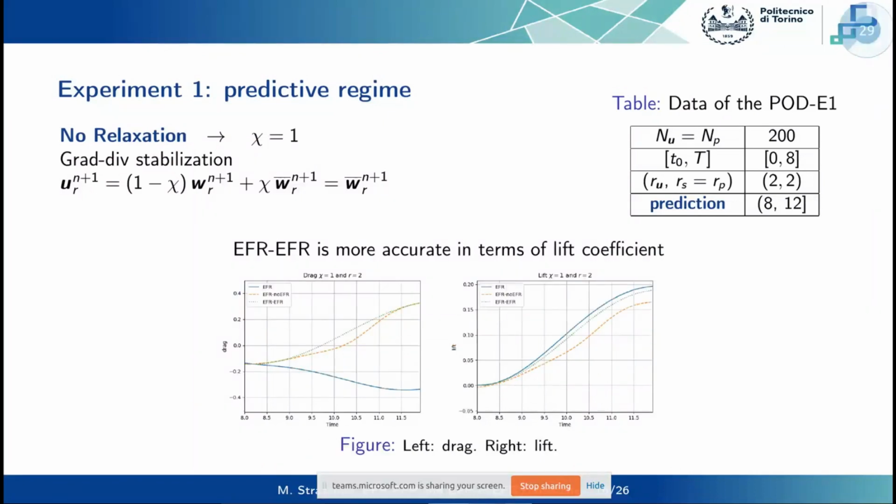Drag and lift coefficient, as I told you, it's very difficult to recover them even in the reconstructive regime. So you see that the lift is well recovered by EFR, the green dotted line, but the drag, I mean, both of them are completely off.